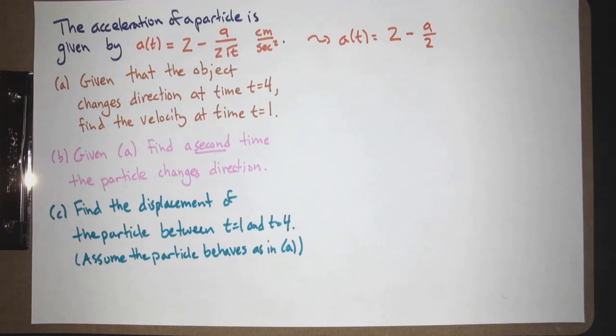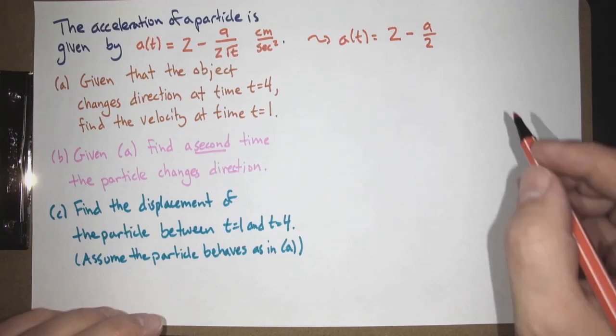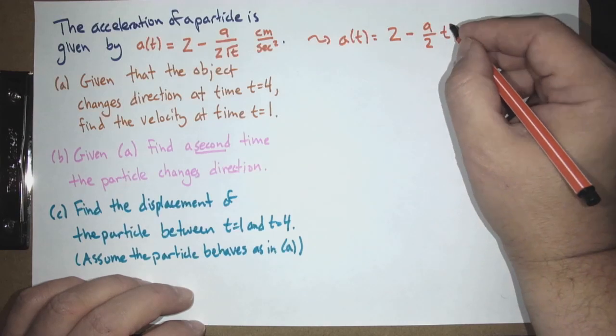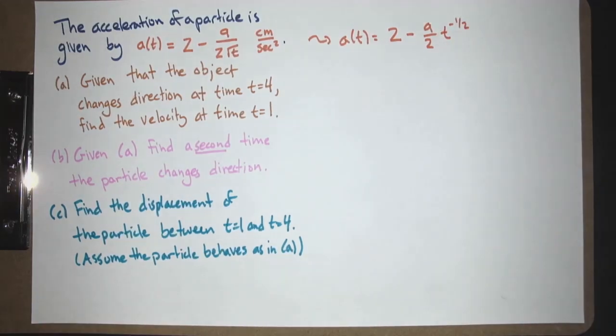Think calculus friendly. T to the negative 1/2, because our rules are built around t to numbers. So if you see square roots, let's replace it by 1/2. If you see things downstairs, let's put it as upstairs, but with a negative power. Okay, so part A. Given that the object changes direction at time 4, find the velocity at time 1.